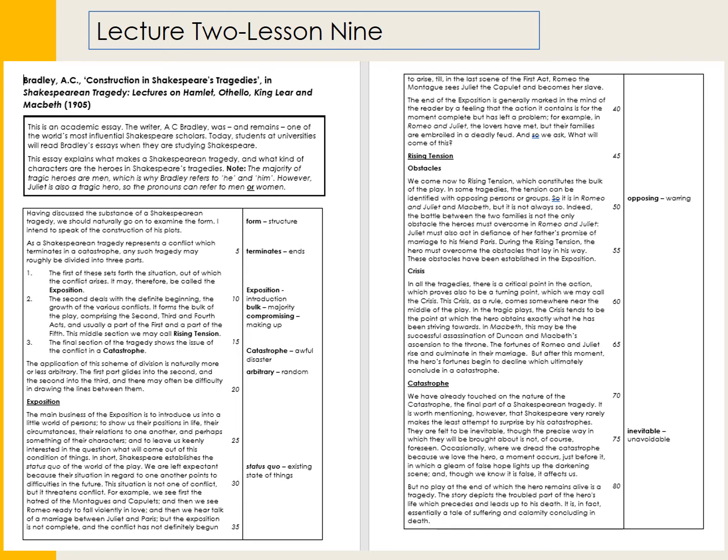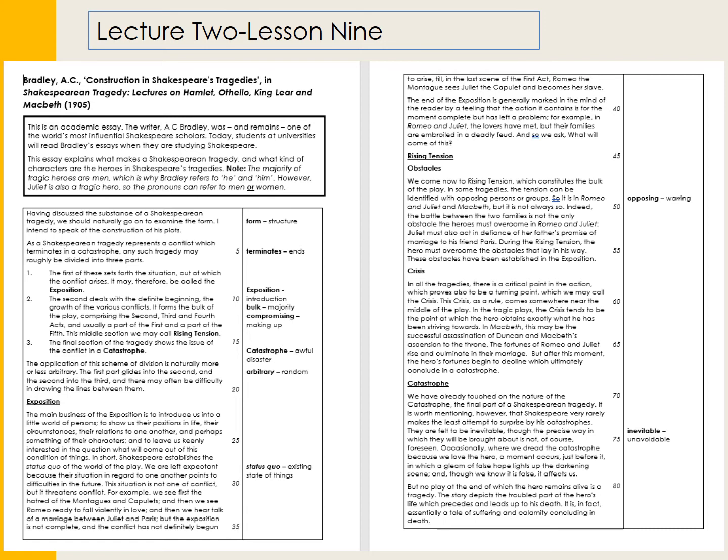Okay, rising tension. Obstacles. We come now to rising tension, which constitutes the bulk of the play. In some tragedies, the tension can be identified with opposing persons or groups. So it is in Romeo and Juliet and Macbeth. But it is not always so. Indeed, the battle between the two families is not the only obstacle the heroes must overcome in Romeo and Juliet. Juliet must also act in defiance of her father's promise of marriage to his friend Paris.